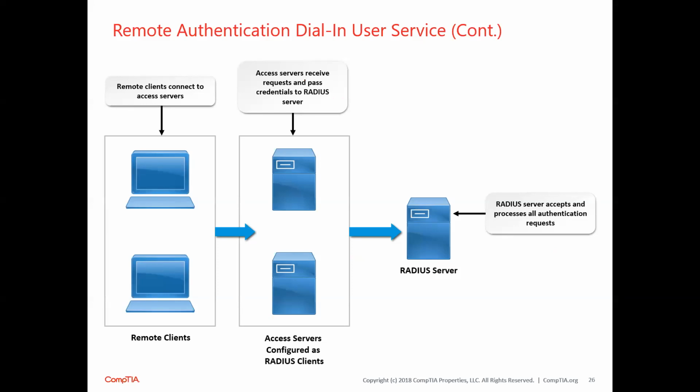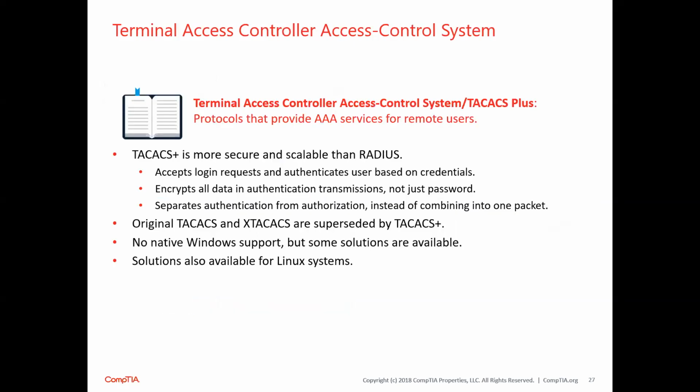So we have three different components in RADIUS. We have the RADIUS client in the middle, the RADIUS server on the right side, and the remote clients, basically anything like a laptop or VPN users, that connect to the RADIUS client. The RADIUS client will do the authentication with the RADIUS server, and all authentication requests will be provided by the RADIUS server.